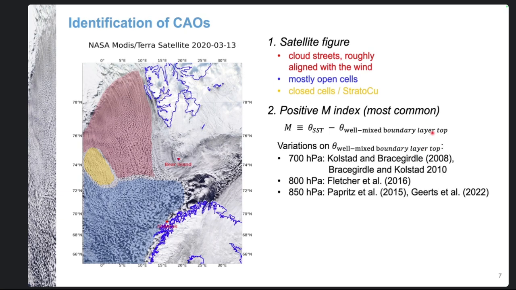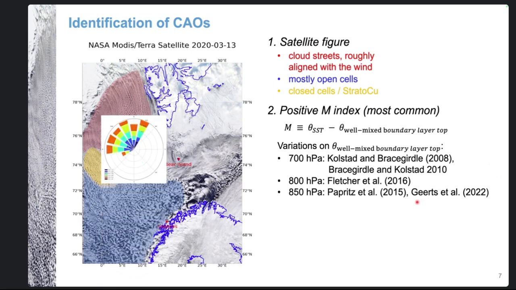There are some discussions on how to define the well-mixed boundary layer top. Some studies use 700 hectopascal, but some studies use a lower level. For the most recent one, the Geerts paper and his student Christian Lechner's paper, they used 850 for the COMBLE measurements. So here we use the same definition as there. And for some locations, for example COMBLE, they limited their wind directions to this range because they wanted to make sure all the wind originates from the sea ice.